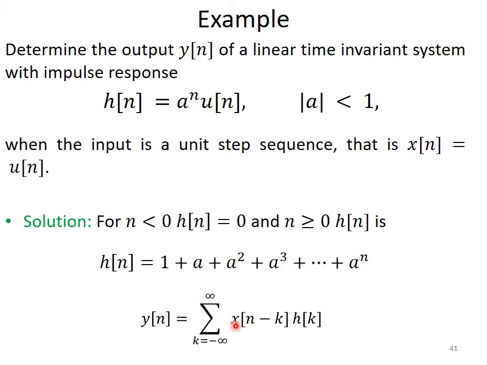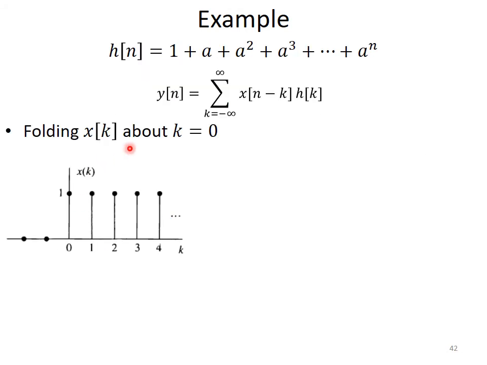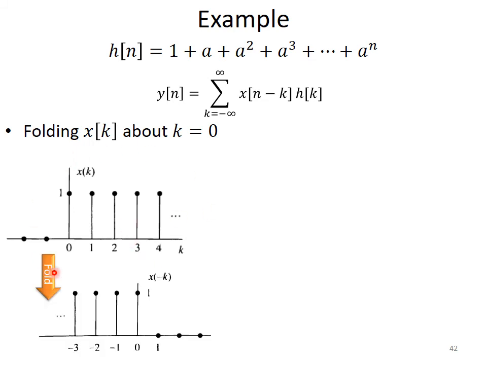So here we are going to shift and fold x of k instead of h of k. So x of k is basically unit step function, right? So it is represented graphically by this sequence, x of k equal to 1 1 1 for all the values of k which are equal to or greater than 0. Now folding of x of k would give you this result.